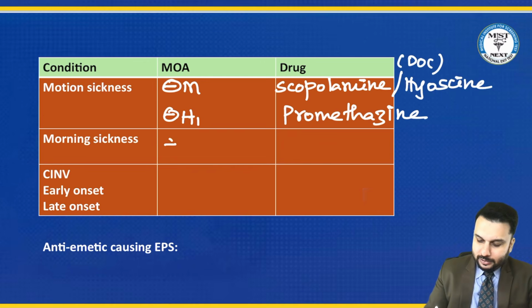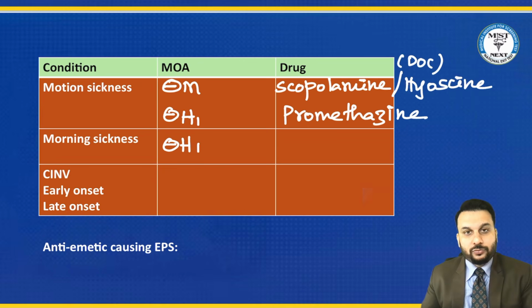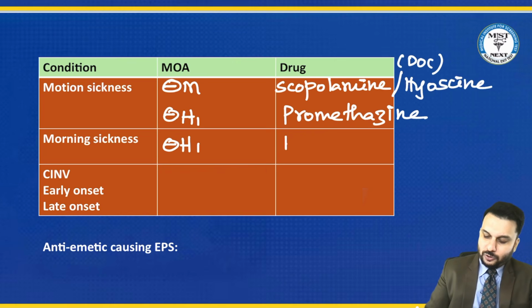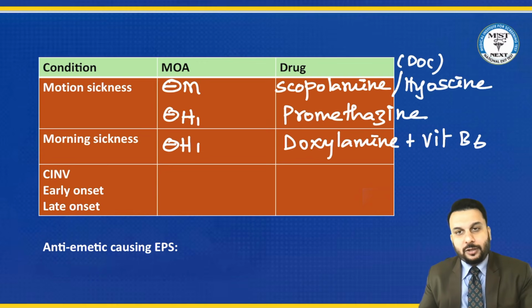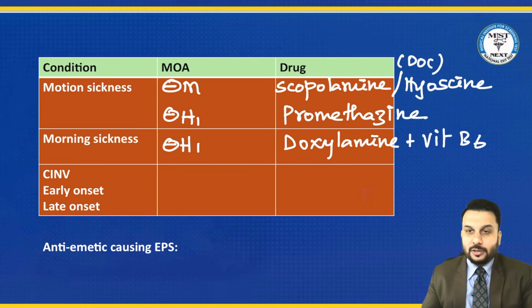Morning sickness, again, there is an antihistaminic drug. Okay, this drug is called doxylamine. Doxylamine along with vitamin B6, that is pyridoxine, it becomes the treatment of your morning sickness.